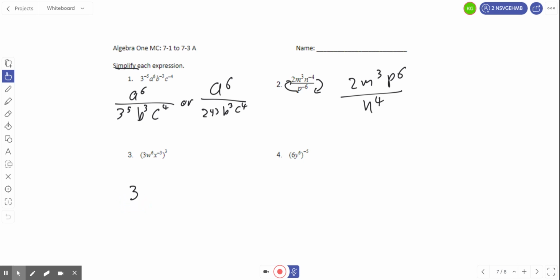the 3 gets to the 3rd, because this is technically 3 to the 1, right? So that 3 will be to the 3rd, because 3 times 1 is 3. 3 times 6 is 18, so we'll have w to the 18. And 3 times -3 is -9, so we'll have x to the -9.